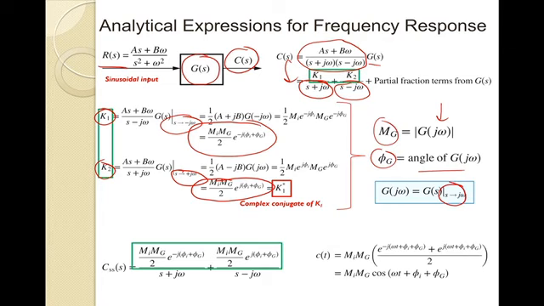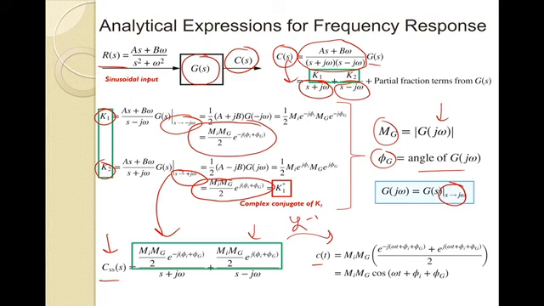And then what we can find for our C, our output in the steady state, is basically to do the substitution of this down here, okay? So we put in our K1 and our K1 complex conjugate terms over their appropriate terms, and then we can do a Laplace inverse to get from the s domain back into the time domain, and we get this characteristic that we see right here.